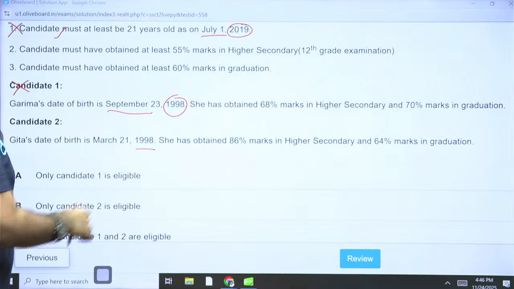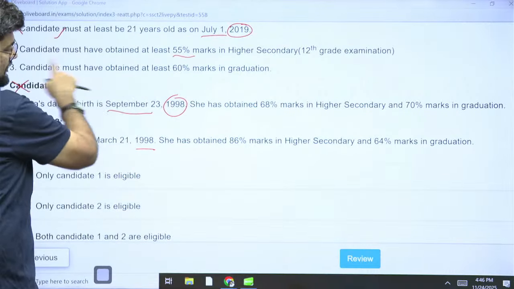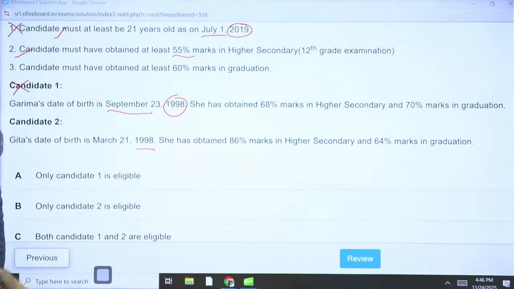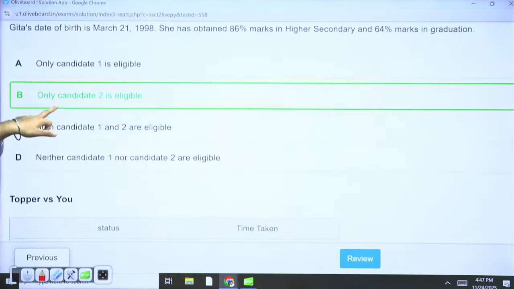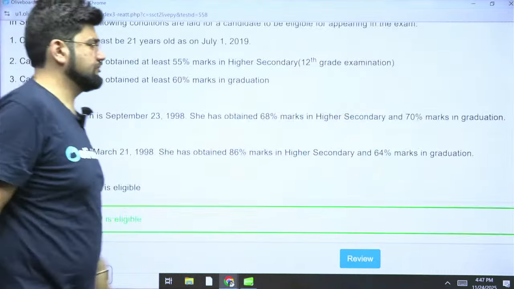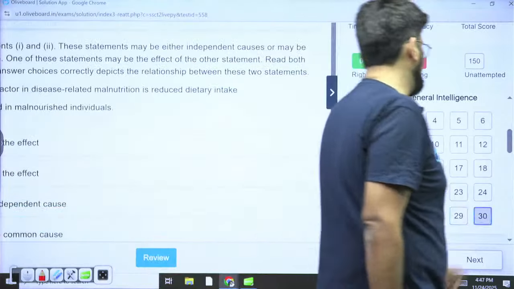She has obtained 86% marks in higher secondary and 64% in graduation. Done. So 2 will be selected, 1 will not be selected. Only 1 is eligible, only 2 is eligible, both are eligible, neither is eligible. No. Very simple question. It's 55. Okay. Last question.